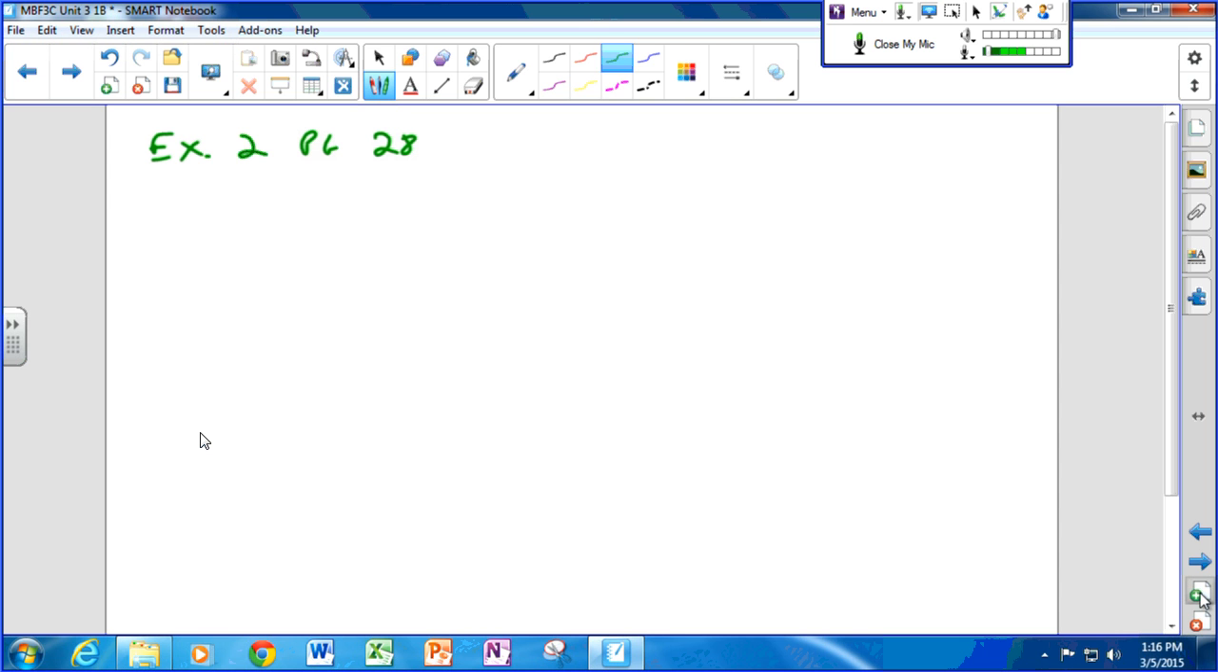I'll change to blue here. So we're going to start with a squared equals b squared plus c squared minus 2bc cos A. So what our goal here is to use our algebra skills to get that cos A all by itself. Okay, so we want something that basically says cos A equals. Okay.